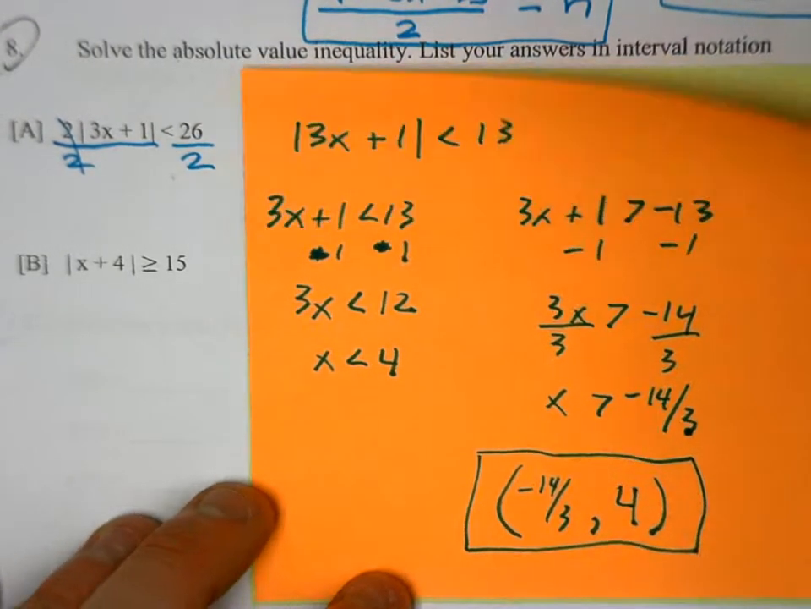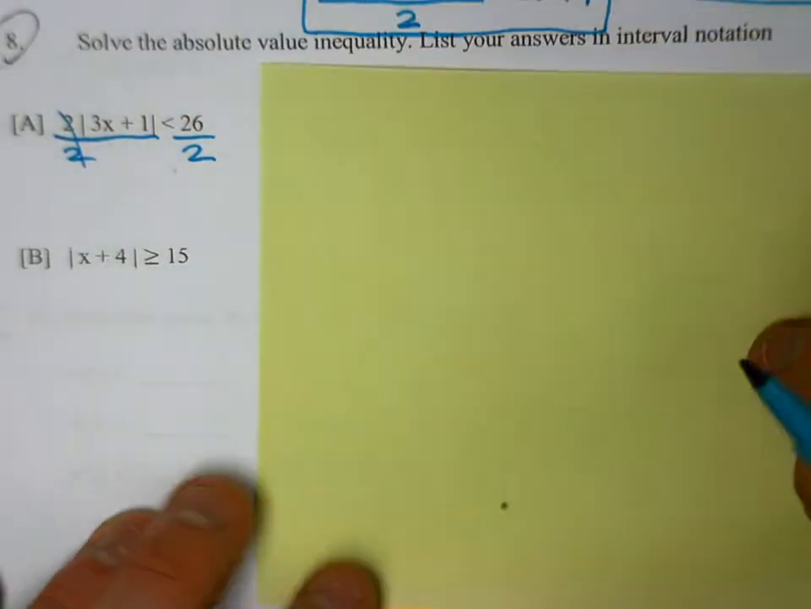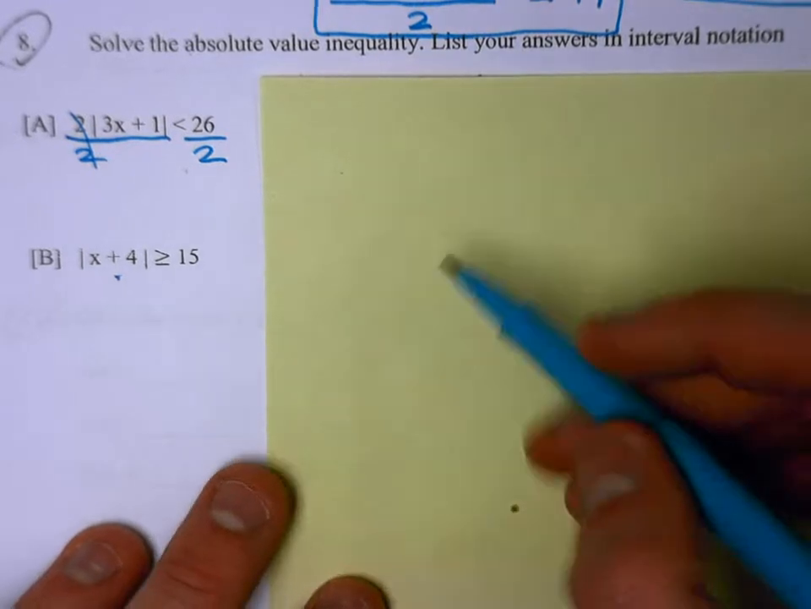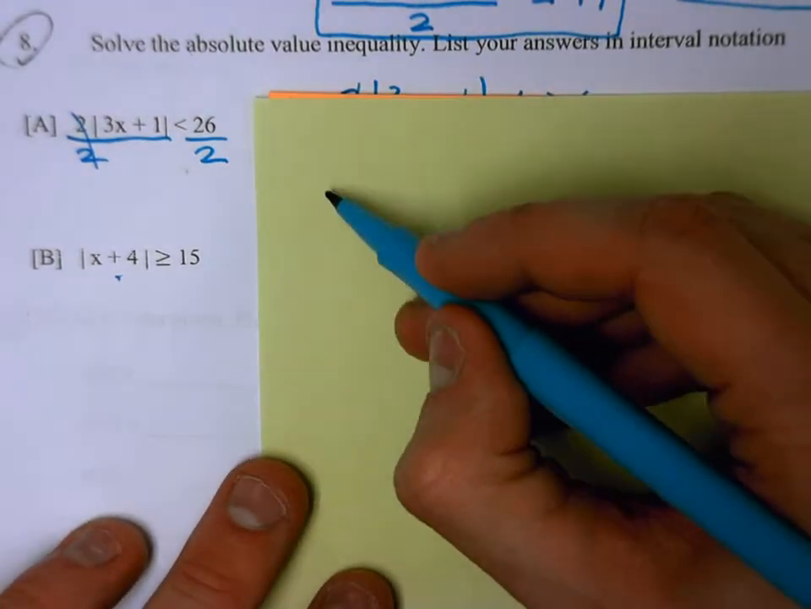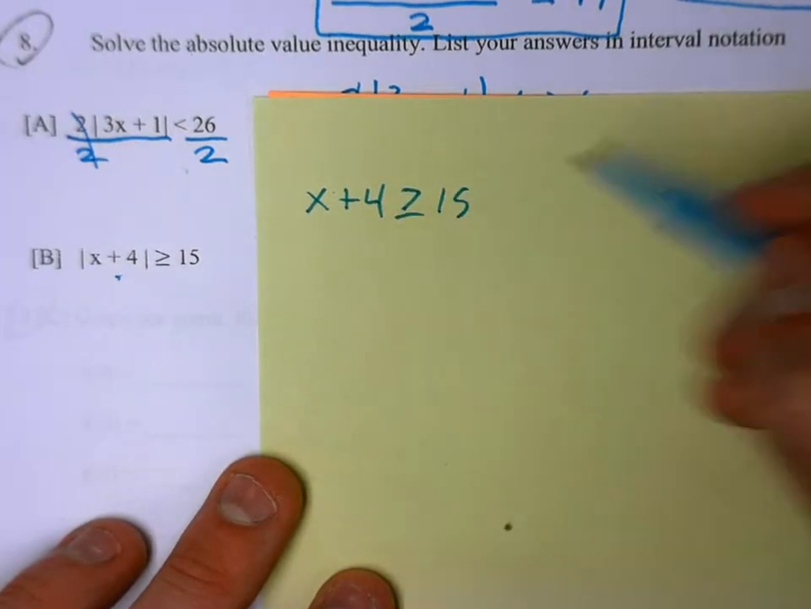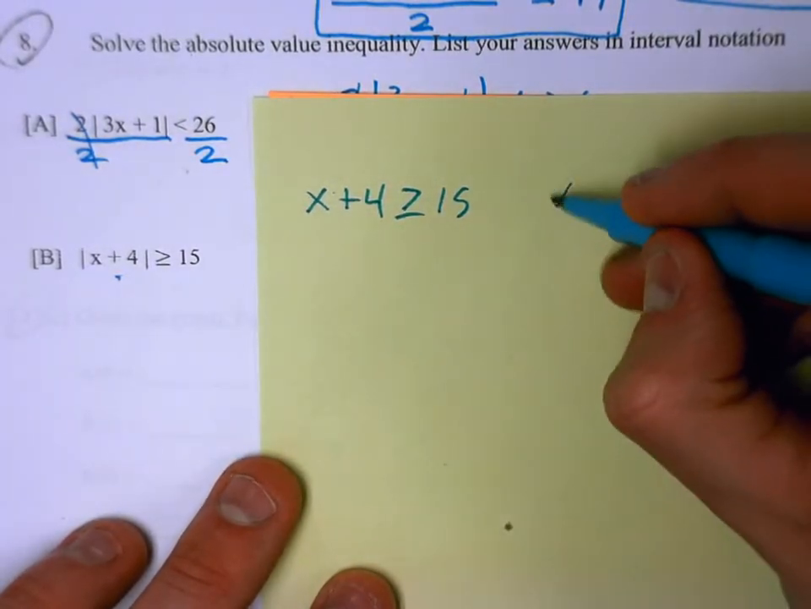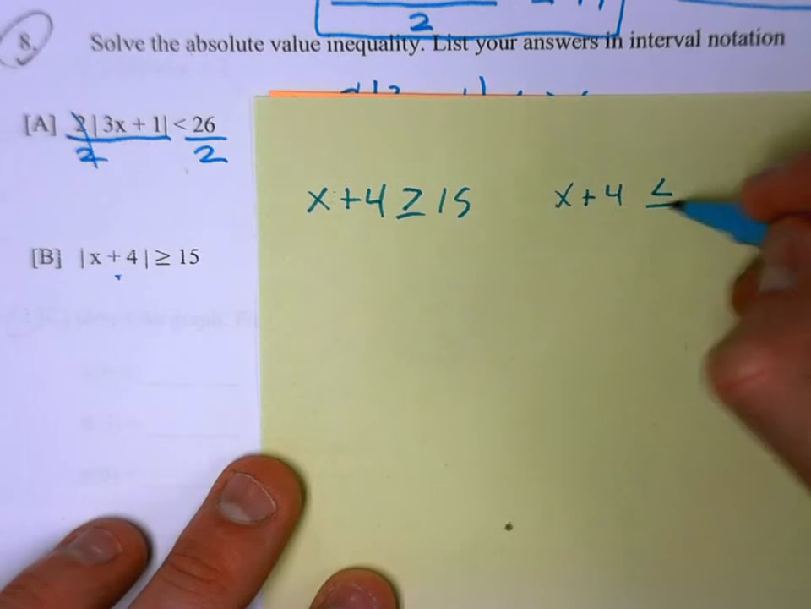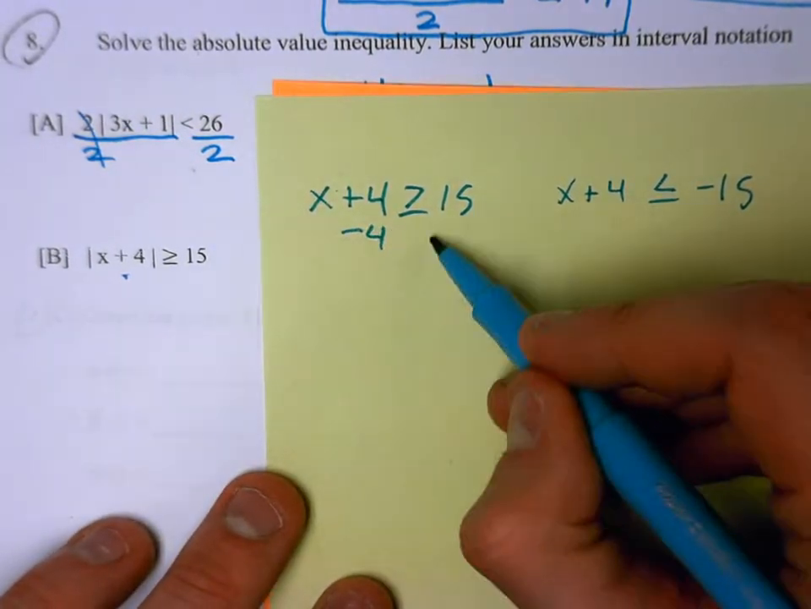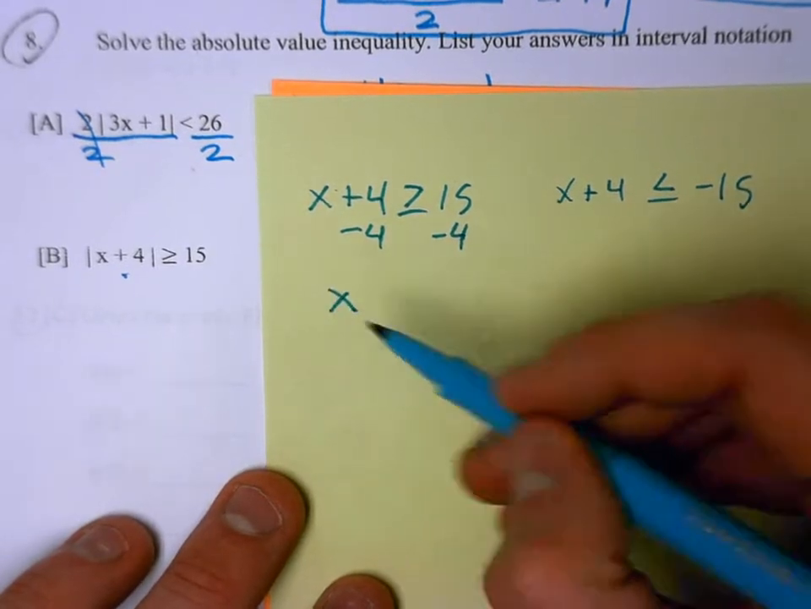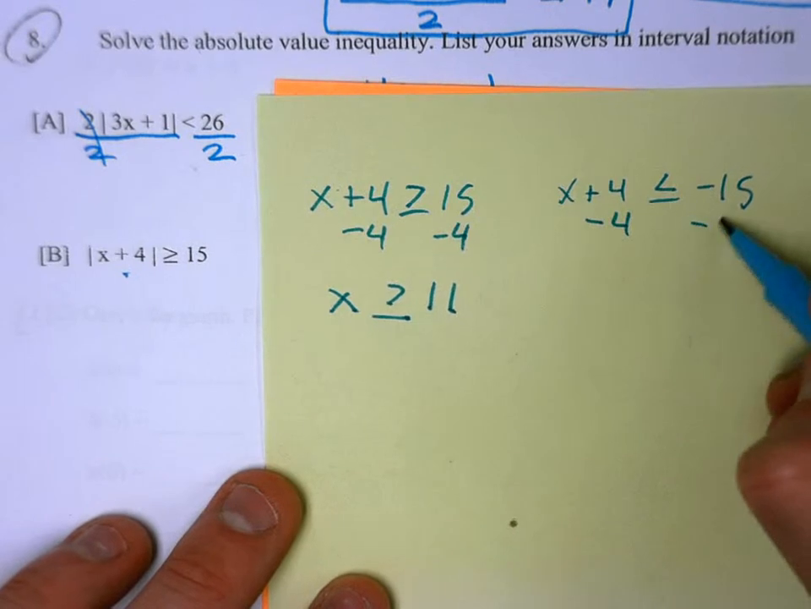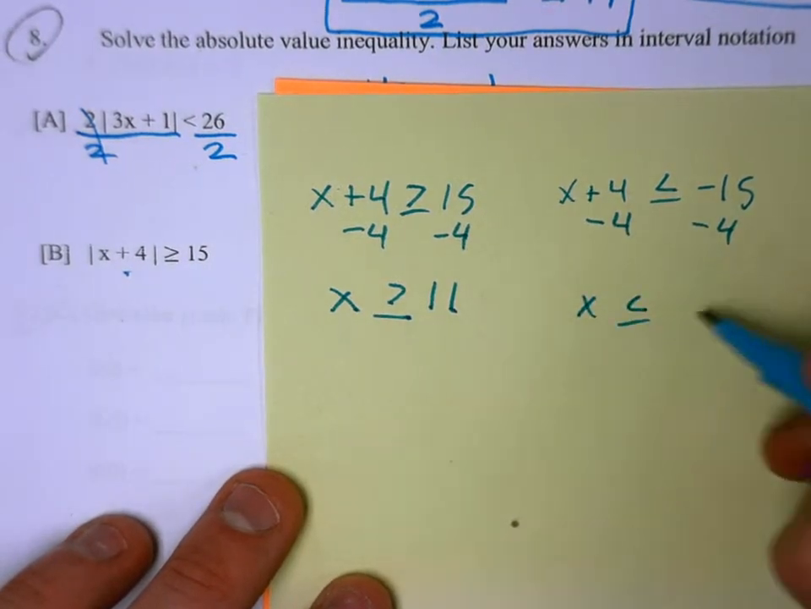Okay? Let's look at part B. Part B, we don't need to isolate the absolute value. It's already isolated. So we'll just split it up into two parts. x plus 4 is greater than or equal to 15, and x plus 4 is less than or equal to negative 15. Okay? So now we're going to subtract 4 from both sides, and we get x is greater than or equal to 11. Over here we subtract 4 from both sides, and we get x is less than or equal to negative 19.